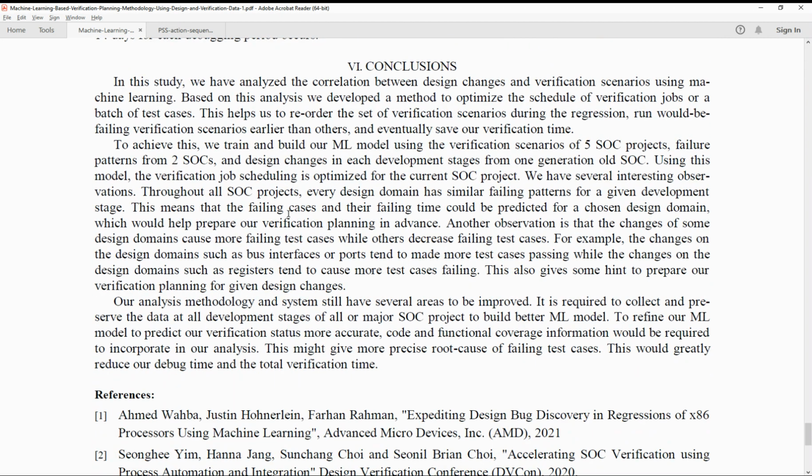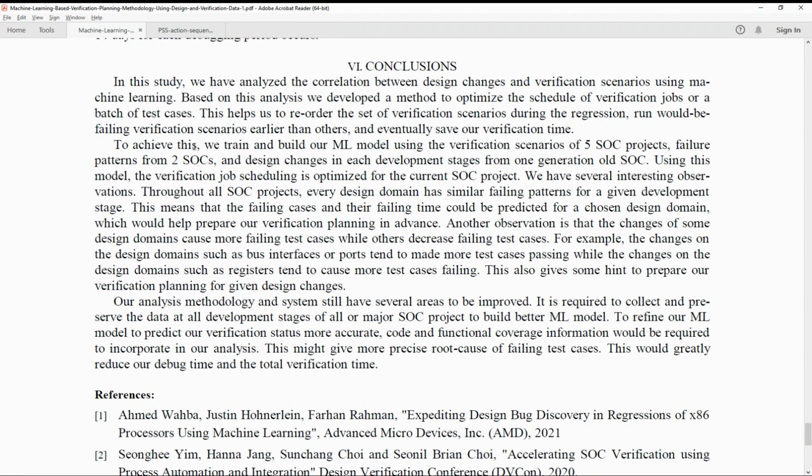Conclusion. In this study, we've analyzed the correlation between the design changes and the verification scenario using machine learning. Based on this analysis, we developed a method to optimize the scheduled verification jobs or a batch of the test cases. This helps us to reorder the set of the verification scenarios during the regression run, failing verification scenarios earlier than the others, and then eventually save our verification time.